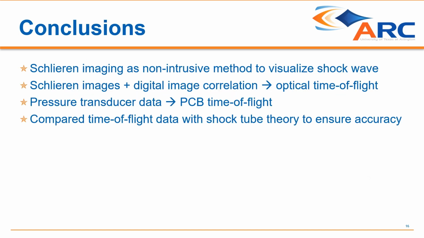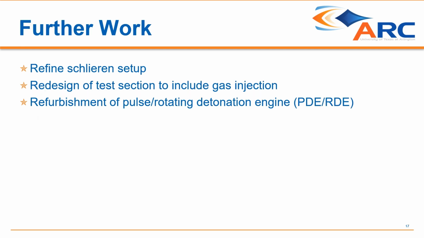In conclusion, we developed a Schlieren system to be used in impulse facilities and verified the results with our transducer experimental data. Then we compared both methods to our theoretical results to ensure accuracy and validity of both experiments. In the future, we plan to use this Schlieren setup to visualize the gas injection into our pulse and rotating detonation engines, and we are currently redesigning a new modular test section to include gas injection into the shock tube flow.